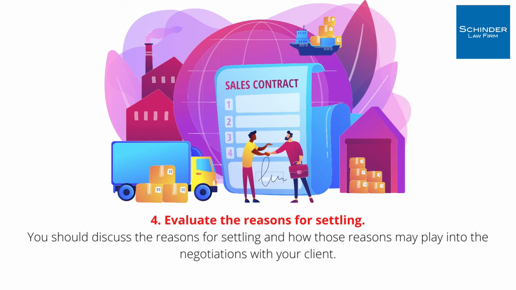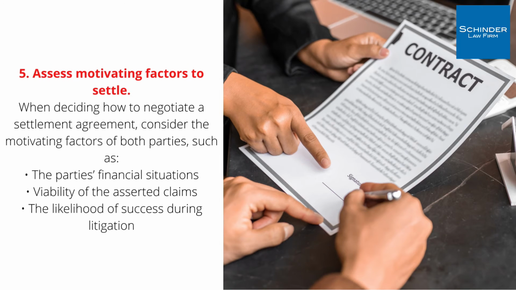4. Evaluate the reasons for settling. You should discuss the reasons for settling and how those reasons may play into the negotiations with your client. 5. Assess motivating factors to settle. When deciding how to negotiate a settlement agreement, consider the motivating factors of both parties, such as the parties' financial situations, viability of the asserted claims, the likelihood of success during litigation.